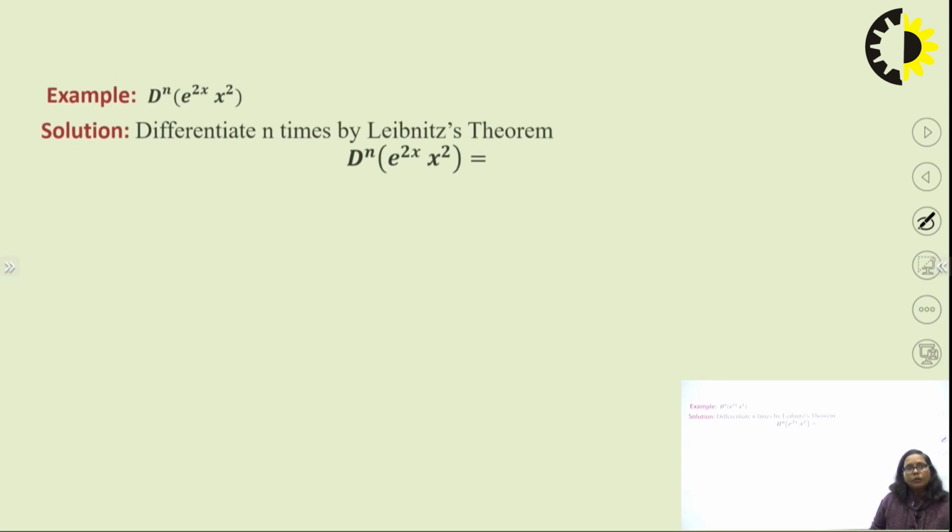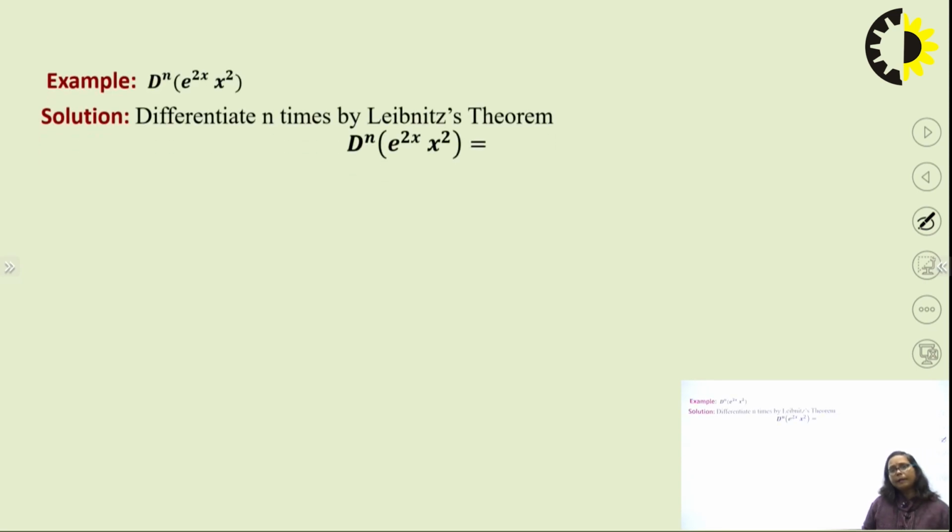Okay, so now I am directly coming to the examples. The first example says: find the nth derivative of e to the power 2x into x square. We first see that we have to apply Leibniz here, because it is the product of two functions of x of different nature: e to the power 2x is an exponential function and x square is an algebraic function. So we start differentiating this by Leibniz theorem, n times.